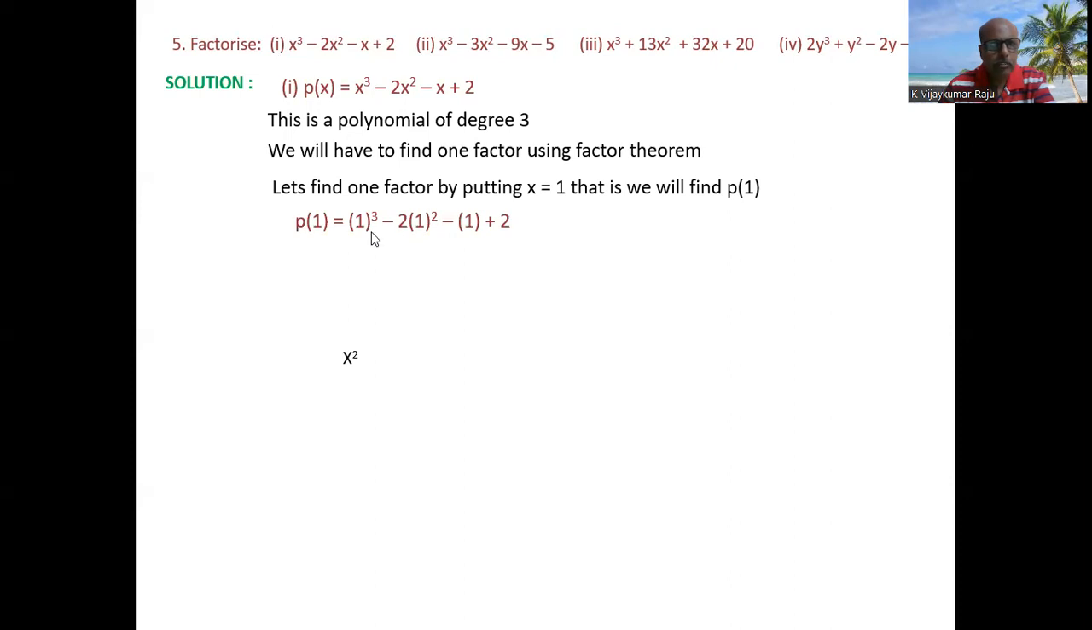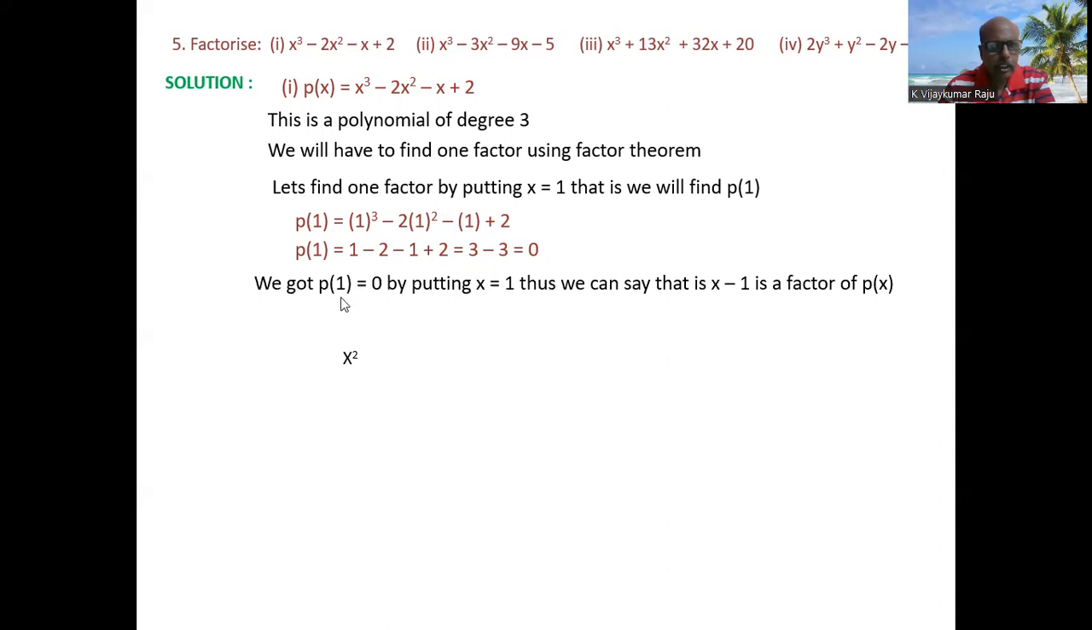So let's put p of 1: 1 raised to 3 minus 2 into 1 squared minus 1 plus 2. This is 1 minus 2 minus 1 plus 2. Minus 1 minus 2 is minus 3, 2 plus 1 is 3. So 3 minus 3 is 0. Since p of 1 is 0, by putting x equal to 1 we can say that x minus 1 is a factor of the polynomial p of x.